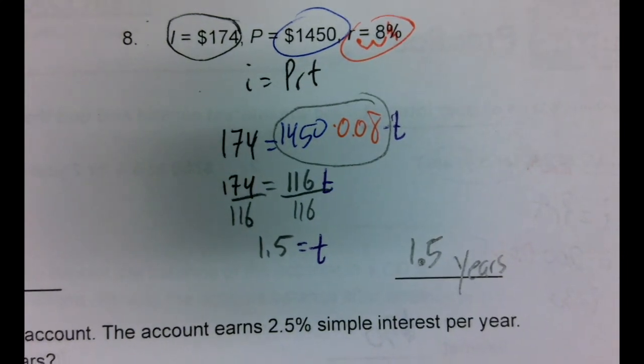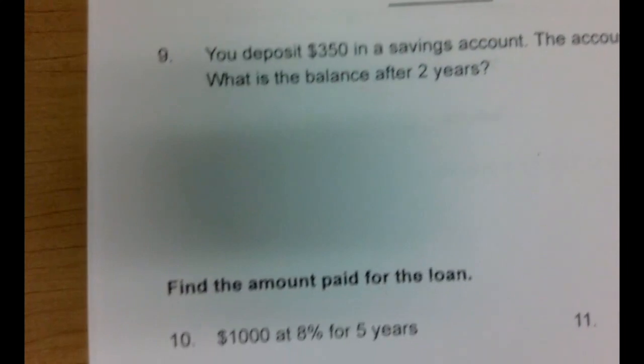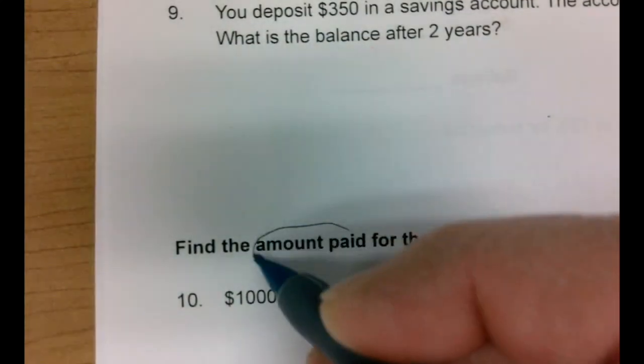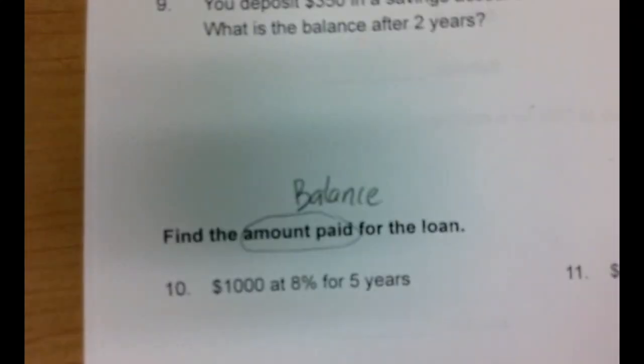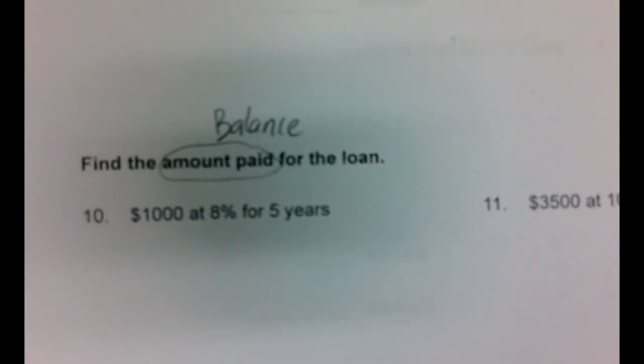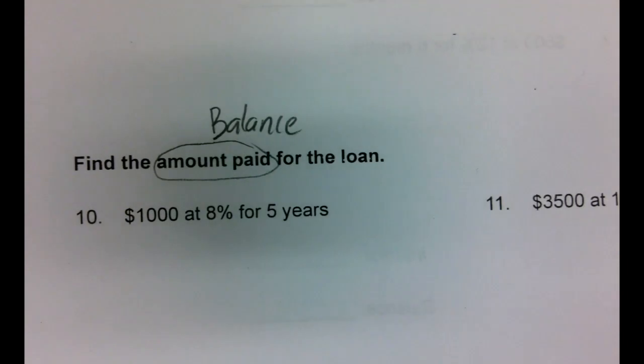Now quickly, just a reminder down here, when it says find the amount you paid for the loan, that's just a way to ask, what's the balance? So on number 10 and number 11, make sure you find the balance, not just the simple interest. So not just I = PRT. Make sure you find that simple interest.